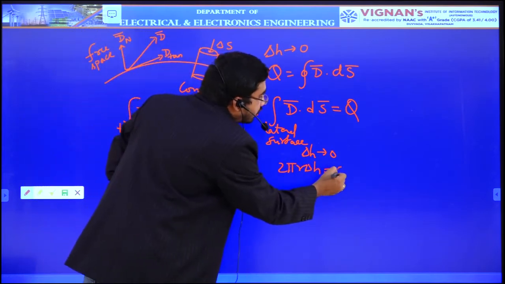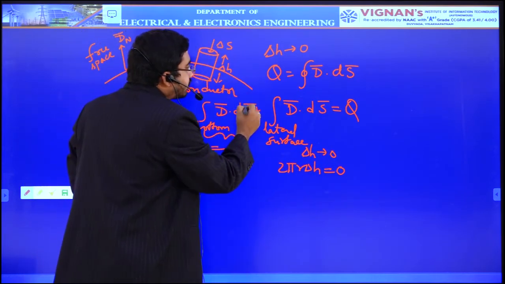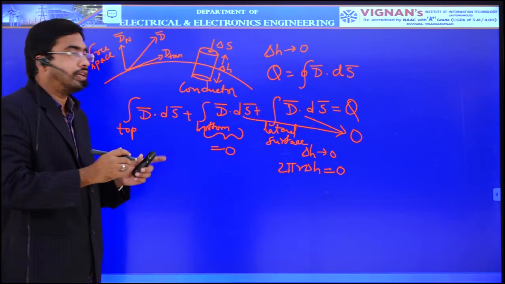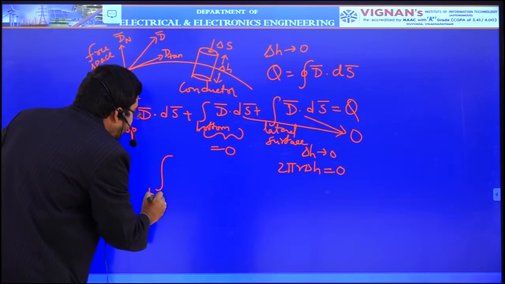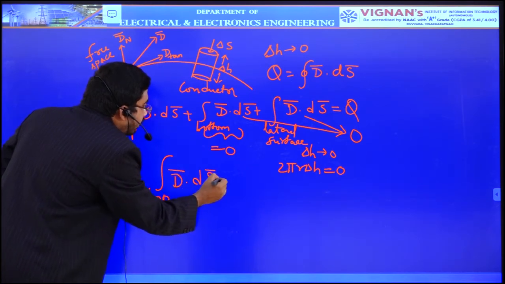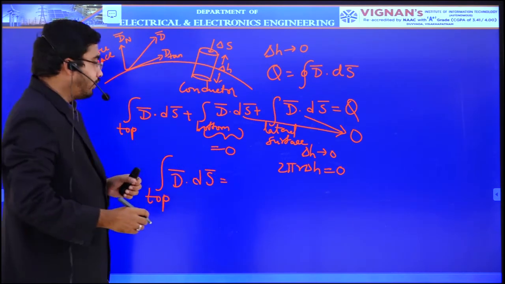That will also become equal to 0. So both these parts, this one and this one, will become 0. It is enough if you find the top integral of D bar dot dS bar.